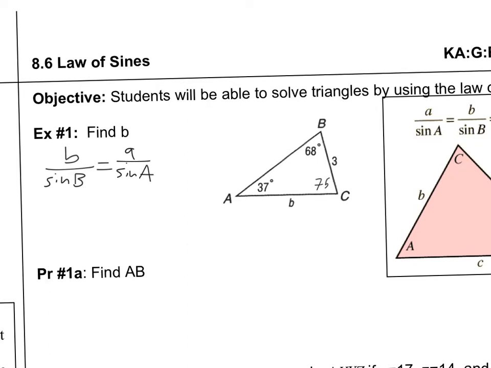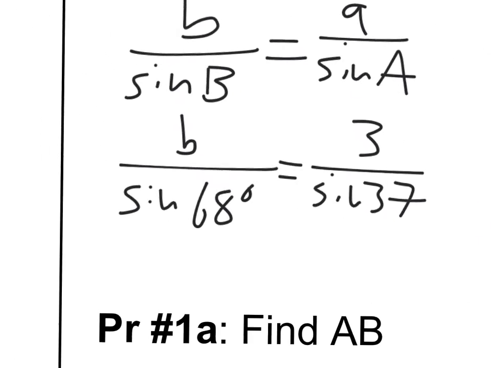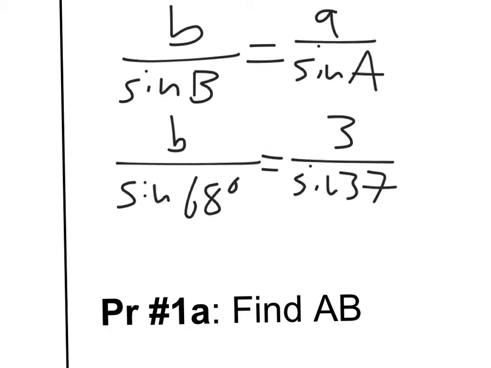And now let's just plug it in. I don't know what B is. I do know, though, that angle B is 68, so I can put this over the sine of 68 degrees equals side A is 3 over the angle across from that, which is sine 37. Now all I have to do is solve for B. That's pretty easy to do because B is being divided by sine 68, so multiply by sine 68. We got to do that to both sides. These things cancel. So B equals 3 times sine 68 divided by sine 37.